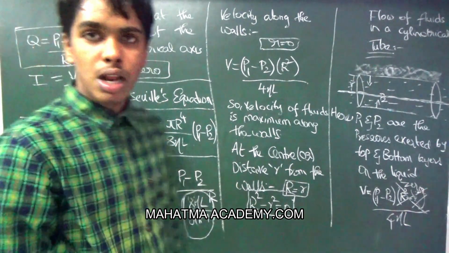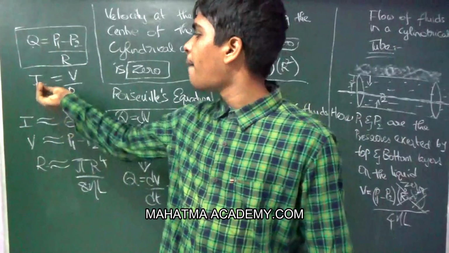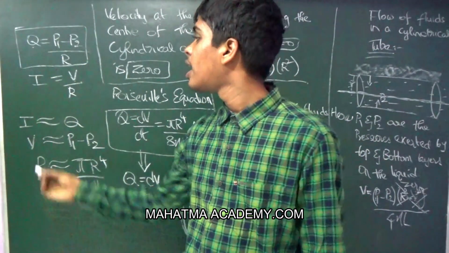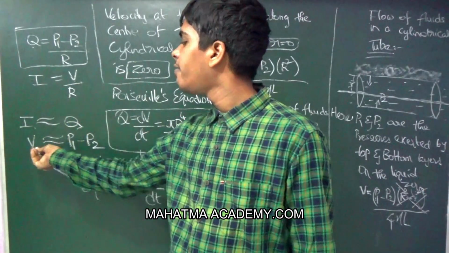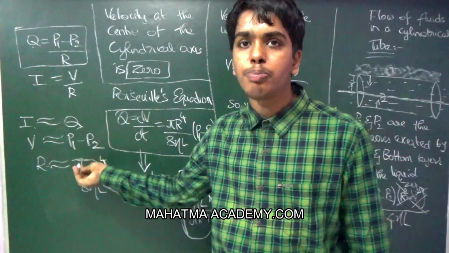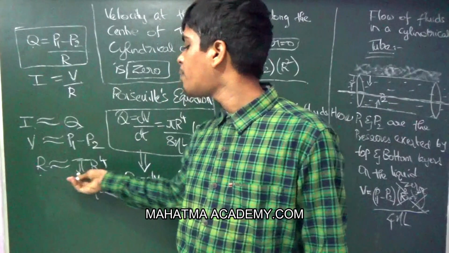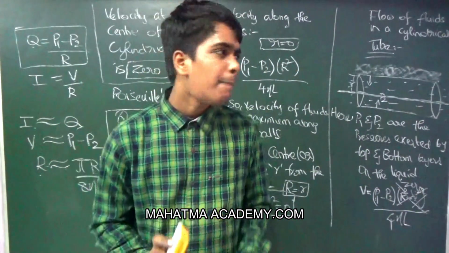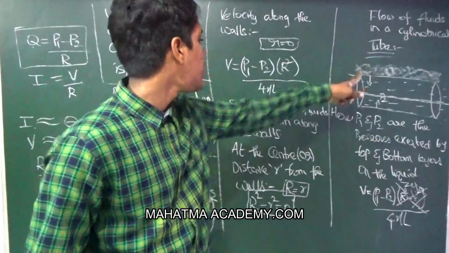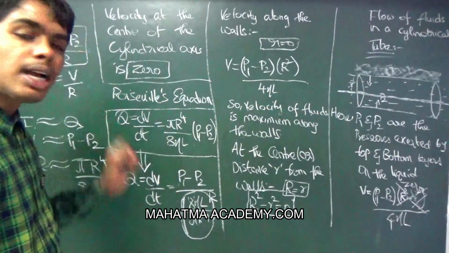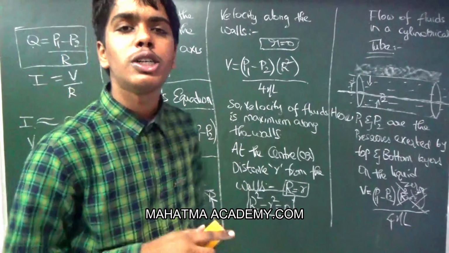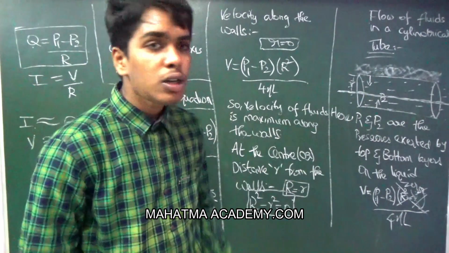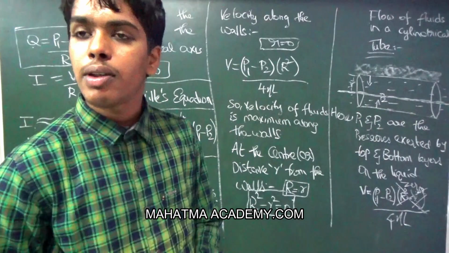Okay. Now if we compare this, I is equal to V by R from the current electricity chapter. I is equivalent to Q, V is equivalent to P1 minus P2, and R is equivalent to 8 eta L upon pi r to the power of 4. Now we have completed flow of liquid in a cylindrical tube, Poiseuille's equation, and the question of viscosity. We will discuss Stokes' law and terminal velocity now.